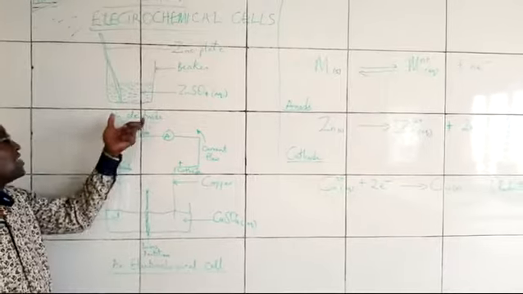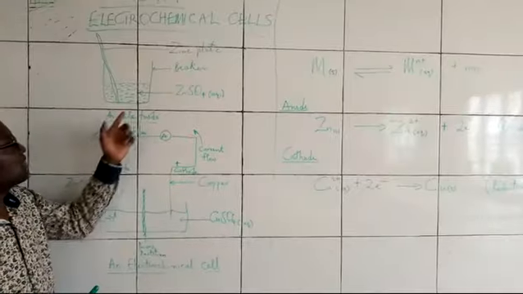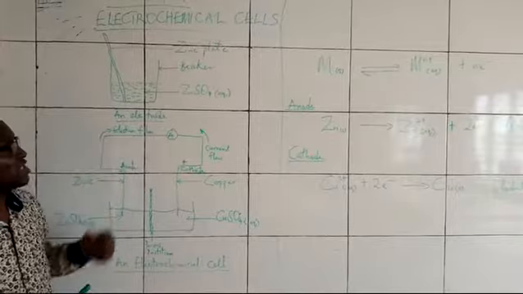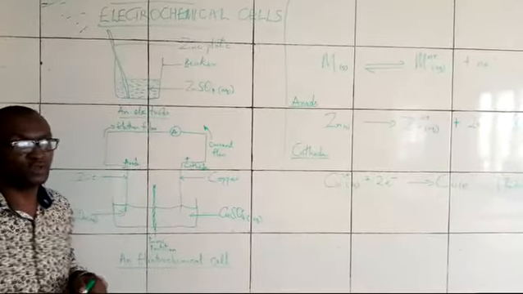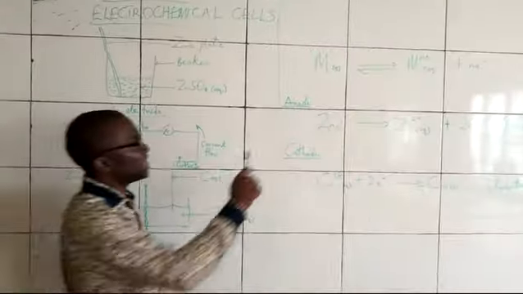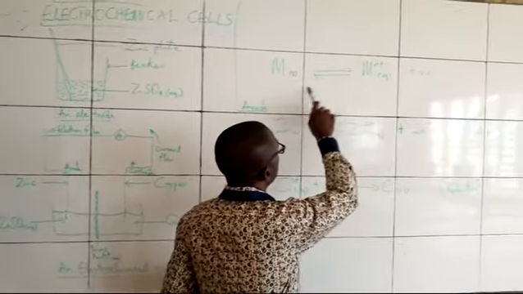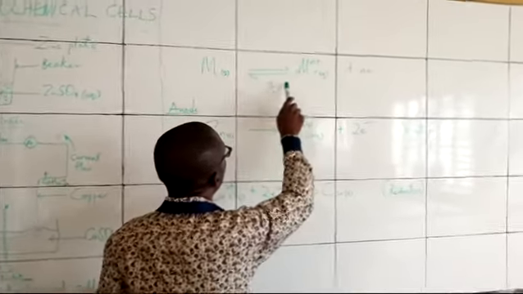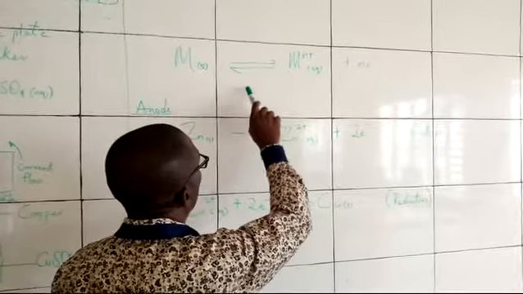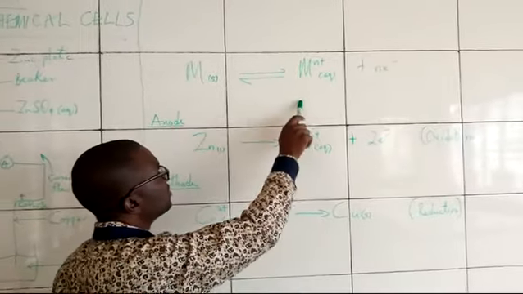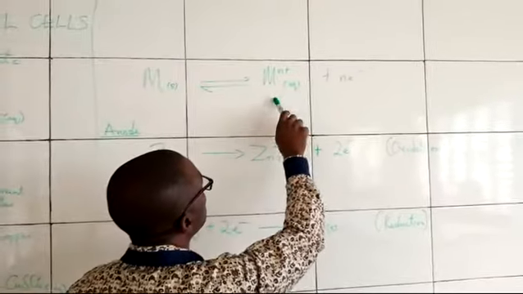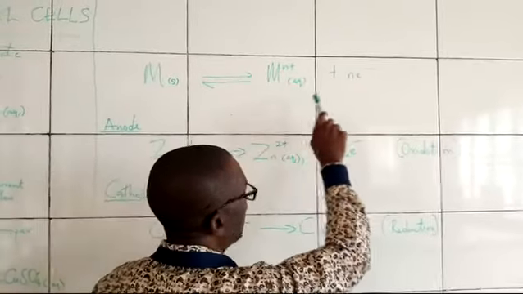Now each half cell constitutes a metal strip dipped into a solution of its salt. Now when we have that, there is an equilibrium between the solid phase and the liquid phase, the metal going into the solution, and it is going to release electrons.